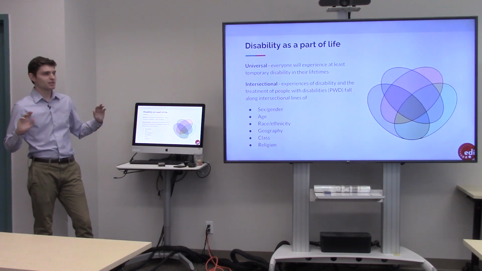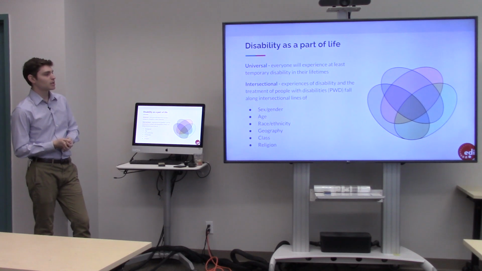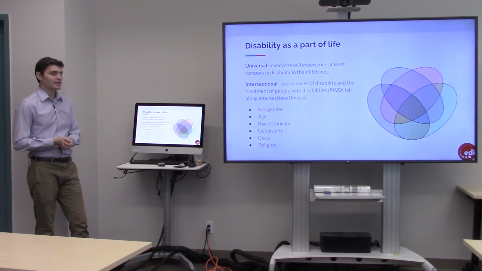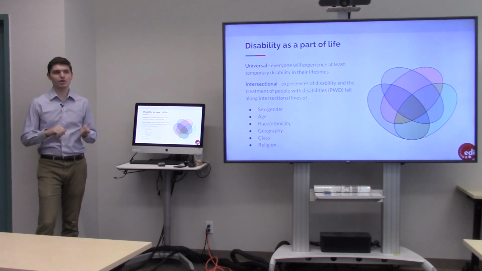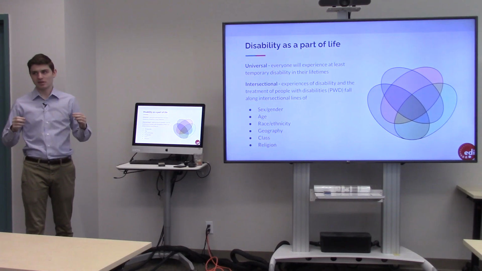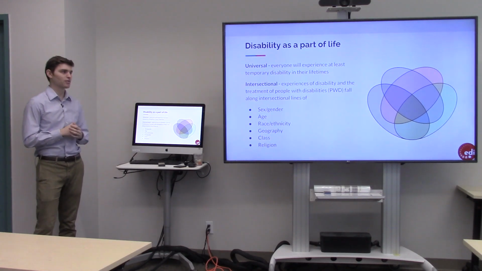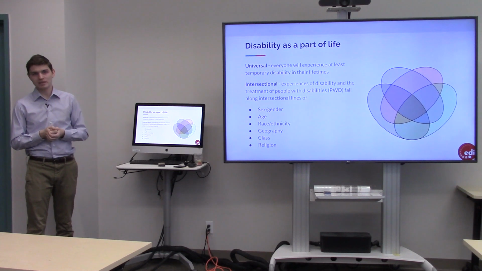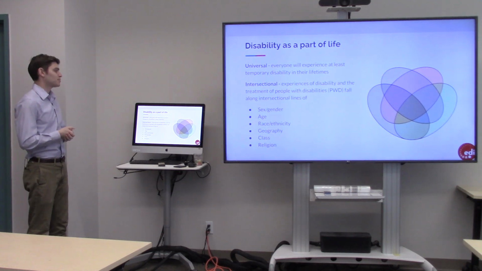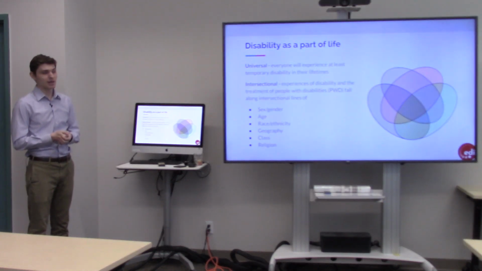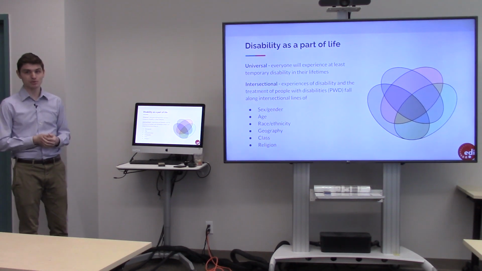And then just to sum it up a little bit, I think this is really important. In a sense, disability is universal. Basically everyone in the course of their lifespan, from birth to death, will have at least a temporary disability. And in the rare case that doesn't happen, they'll have people around them who do.